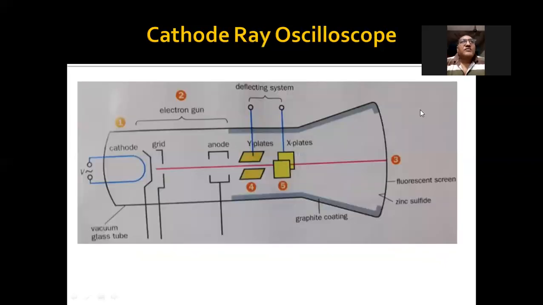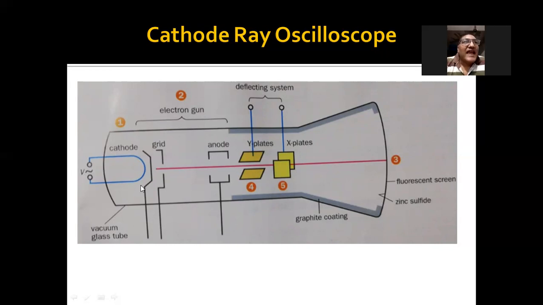Okay, here is the basic structure of the CRO. CRO is basically a big glass tube. And this is the screen which was shown to you in the previous slide. This portion is called the electron gun.